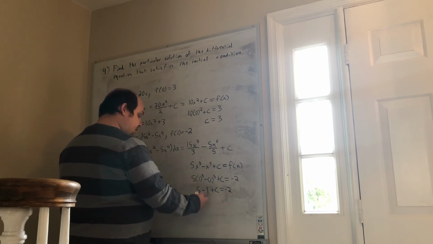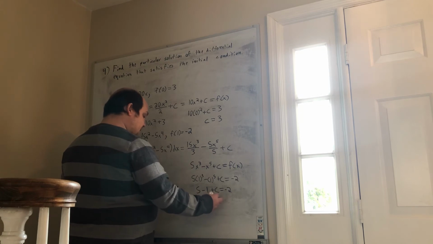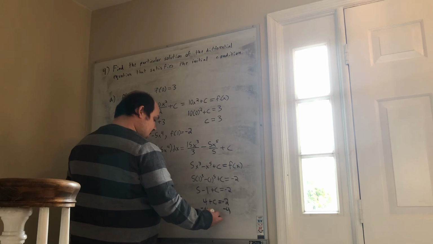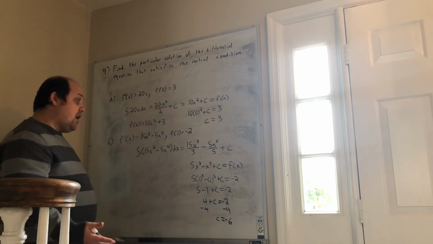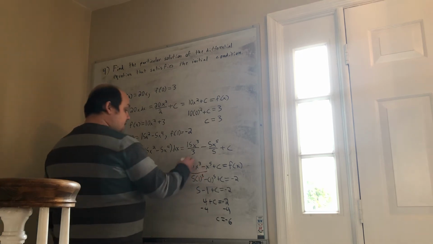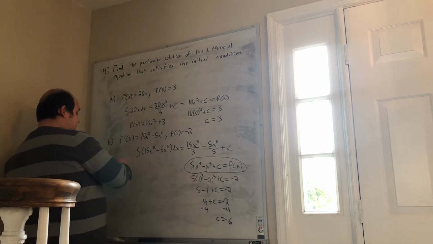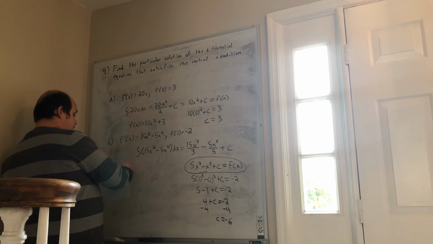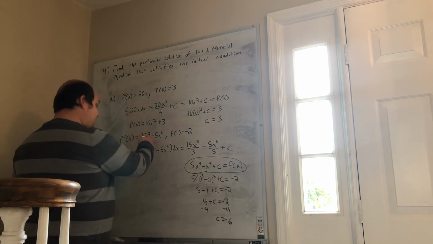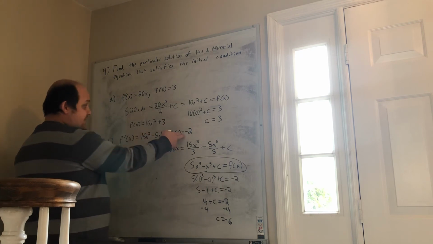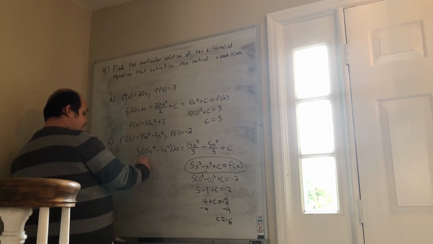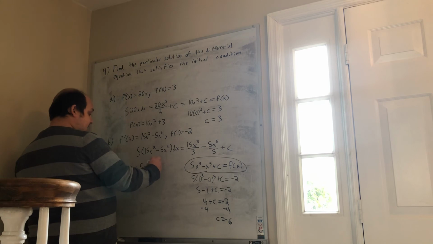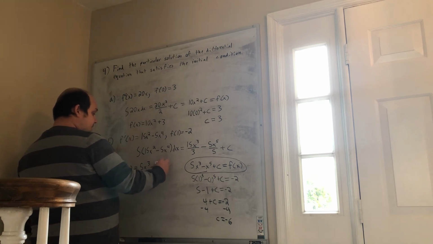1 to the 5th is also 1, so minus 1 plus c equals negative 2. 5 minus 1 is 4, so 4 plus c equals negative 2. Subtract 4 from both sides, and that's how I get c equals negative 6. Once you've solved for c, plug it into this version to find the singular f of x, which both fits having this derivative and fits having this initial condition. So my final answer is 5x to the 3rd minus x to the 5th minus 6.